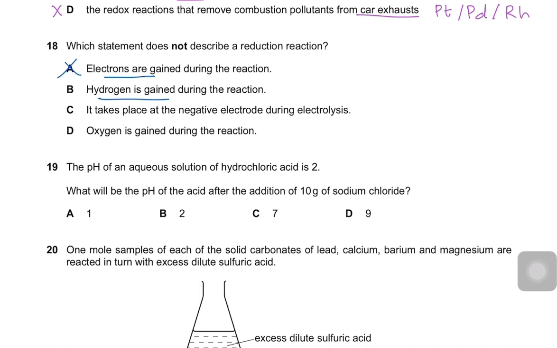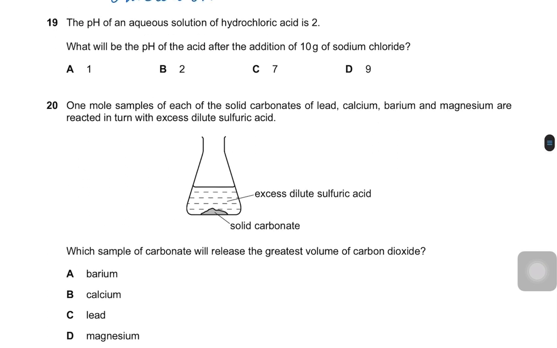Hydrogen is gained. If you have watched my video, there's a whole video about how gaining hydrogen is a redox reaction, or particularly reduction. It takes place at the negative electrode. Negative electrode is cathode, and at the cathode, there is always reduction. So cathode is reduction. Oxygen is gained. Oxygen gain is oxidation. It is not reduction. So D is not reduction.